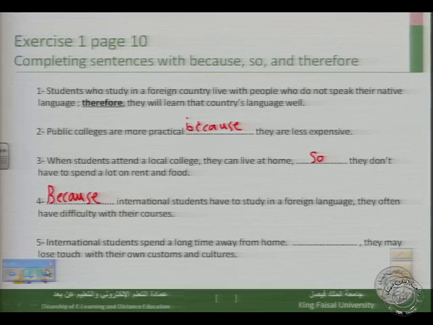As we said in the point of capitalization and punctuation, when we have therefore at the beginning of the second sentence, we have a full stop, and then we have therefore in a capital letter and a comma after it. So here we use therefore. Our sentence becomes: international students spend a long time away from home, therefore they may lose touch with their own customs and cultures.